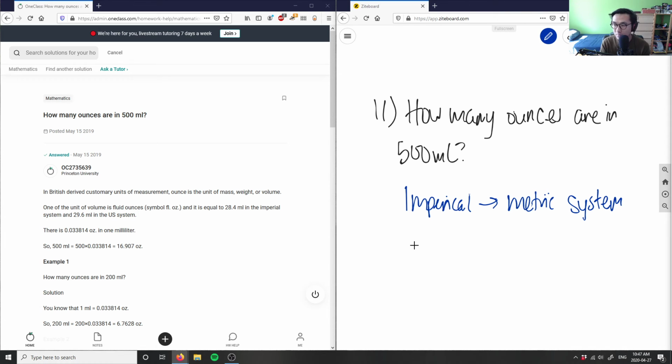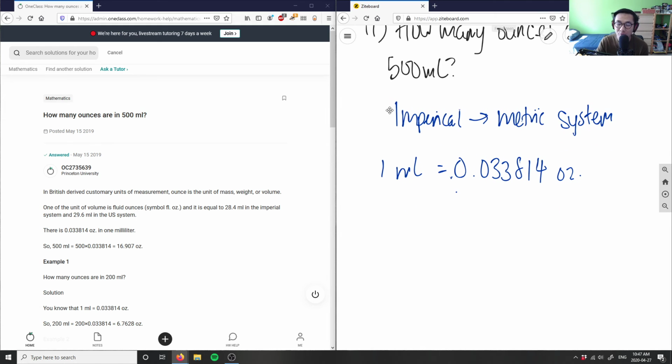So I'm going to write here, it says 1 milliliter equals 0.0333814 would be my ounces here, my fluid ounces here. So if 1 milliliter, if I can use this conversion, what I can do is, again, I could use this concept of unit analysis to solve for my ounces here. So if I have 500 milliliters to begin with, I'm going to have to multiply it by how many ounces are in a milliliter.